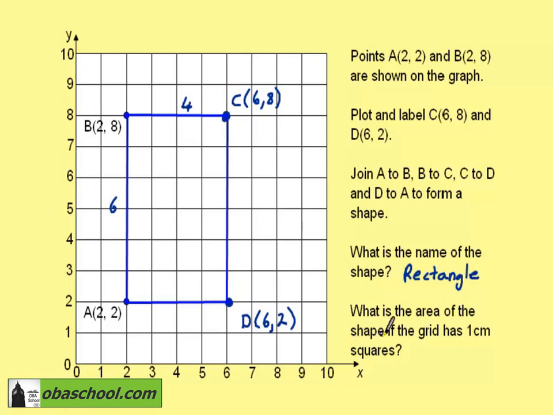What is the area of the shape if the grid has 1 centimeter squares? It's 6 centimeters by 4 centimeters, so 6 times 4 is 24 centimeters squared.